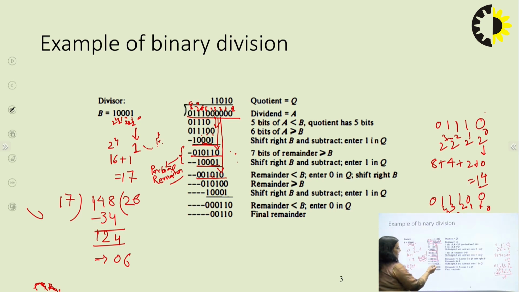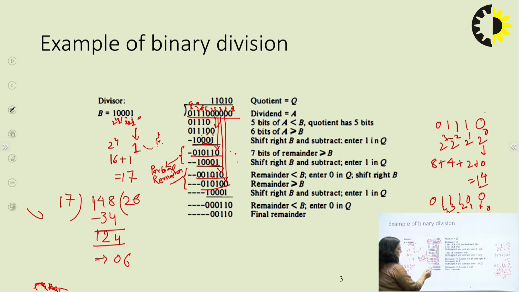Now, again we will subtract and check the remainder. If the remainder is greater than b, then we will shift right b, subtract, and enter 1 in q. Now, what is happening here? Here the remainder is less than b. So, we have to drop down one more 0 from here. Before dropping down one more 0, we have to put 1 0 in the Q register. Now, after checking this remainder value, we will get to know that it is greater than b. So, we will shift right b here and add 1 in Q.